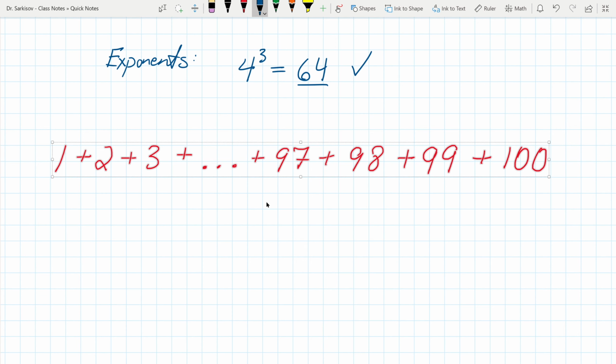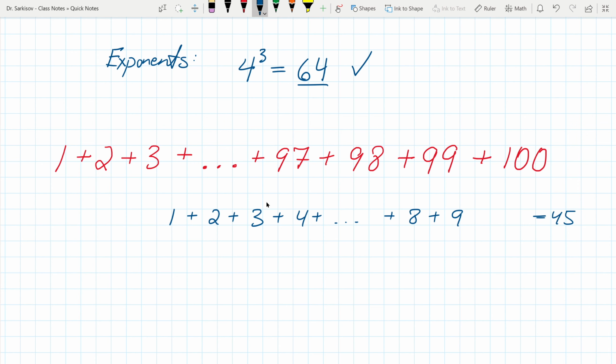I thought to myself, okay, I have a bunch of numbers added together, but the units digits keep repeating. Look, I have 1 plus 2 plus 3 plus 4 plus, and it goes on to 8 plus 9. Who knows what that is? That's 45, we did that above. That's equal to 45. But why am I doing that? Because I see, next comes a 10 plus an 11 plus a 12 plus a 13. You see how the 2 here and the 2 here, the units digits are underneath each other correctly.